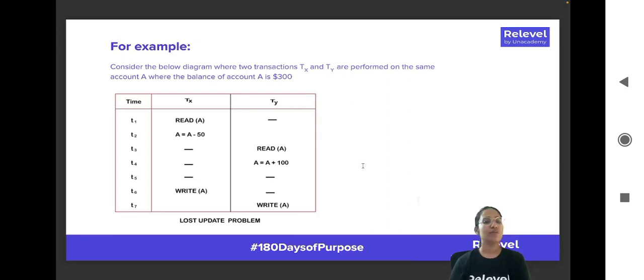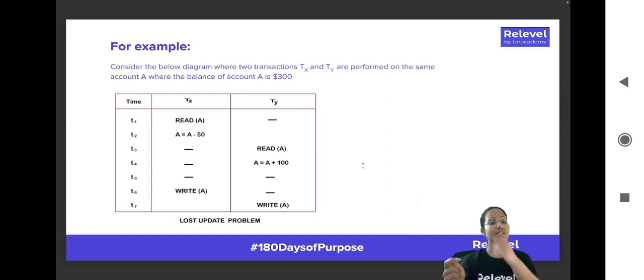So here what you will see is there are two transactions, TX and TY. They are performed on the account number A. So two different transactions, both happening on account A, where the balance of the account is $300. Now at T1, TX is executing and it is reading the data. And at T2, $50 has been deducted from A's account. And at that moment itself, TY also starts executing and reads the data A. Now this is wrong, right? You are deducting some money from the account, right?